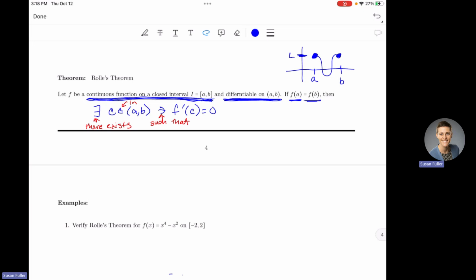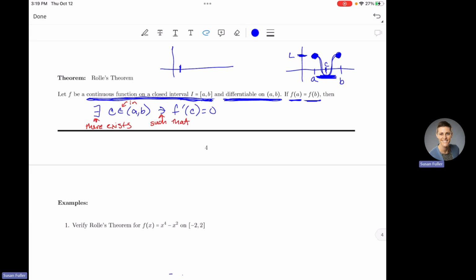So basically, if we're continuous in here, there has to be some place where we change direction, right? If we go up or down from L, we're going to have to change direction and come back so that our y values are equal. There's going to be a c value in here where the derivative, the slope of my tangent line, is 0. I have a horizontal tangent line. And we could have many of these. It says there exists, which means there exists at least one. We could have multiple of these.